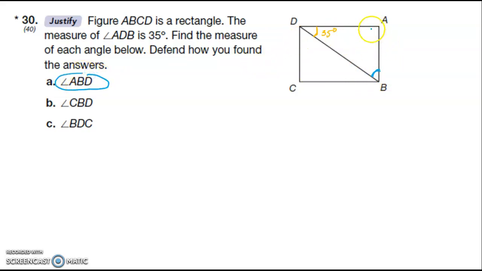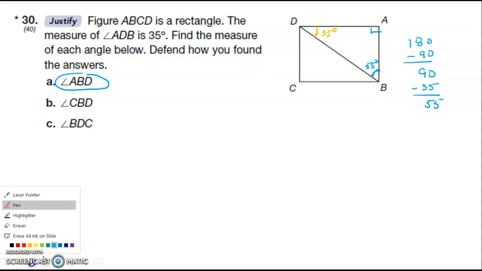So what I know is this triangle I have here is 35, 90, and something. And I know all triangles everywhere add up to 180. So I'm going to subtract out my 90, and I get 90, and then I'm going to subtract out my 35. 90 minus 35 gives me 55. So that's my answer for this right here.